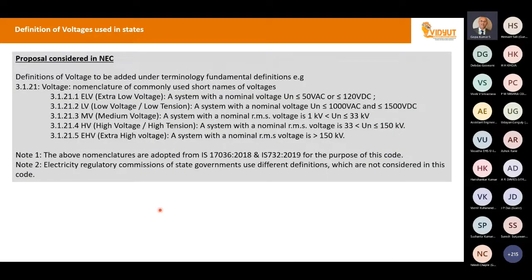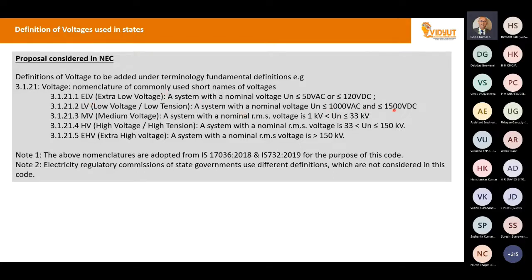So in the upcoming National Electrical Code, in clause number 3.12, we considered this, which is taken from the IS 17036 2018, because this standard has been made where the members from the Central Electricity Authority and all the top leading organizations in India are present. So this standard is becoming common for them. So the same definitions are being taken in the NEC.